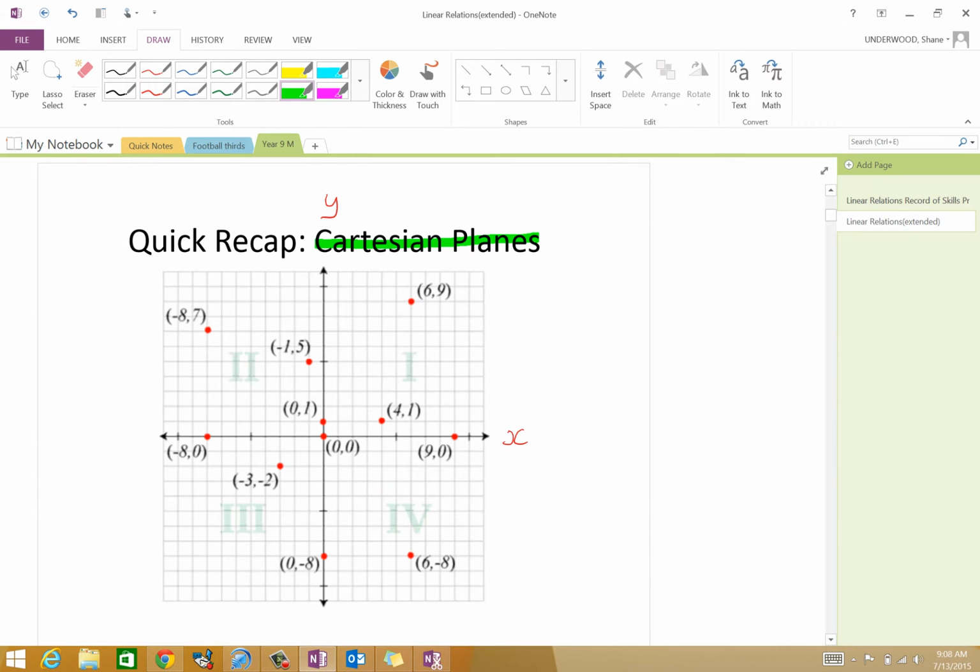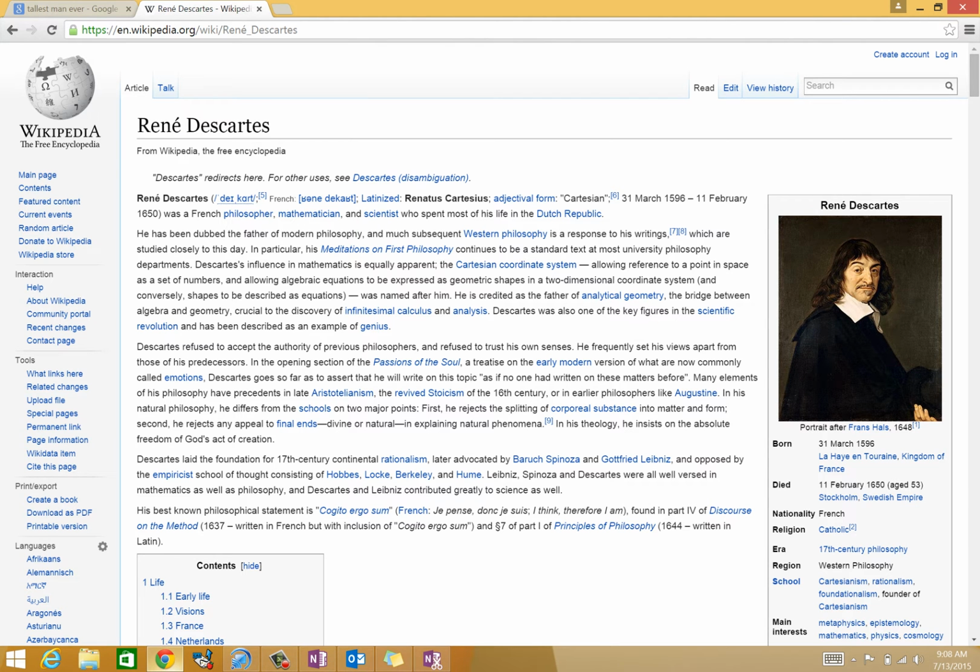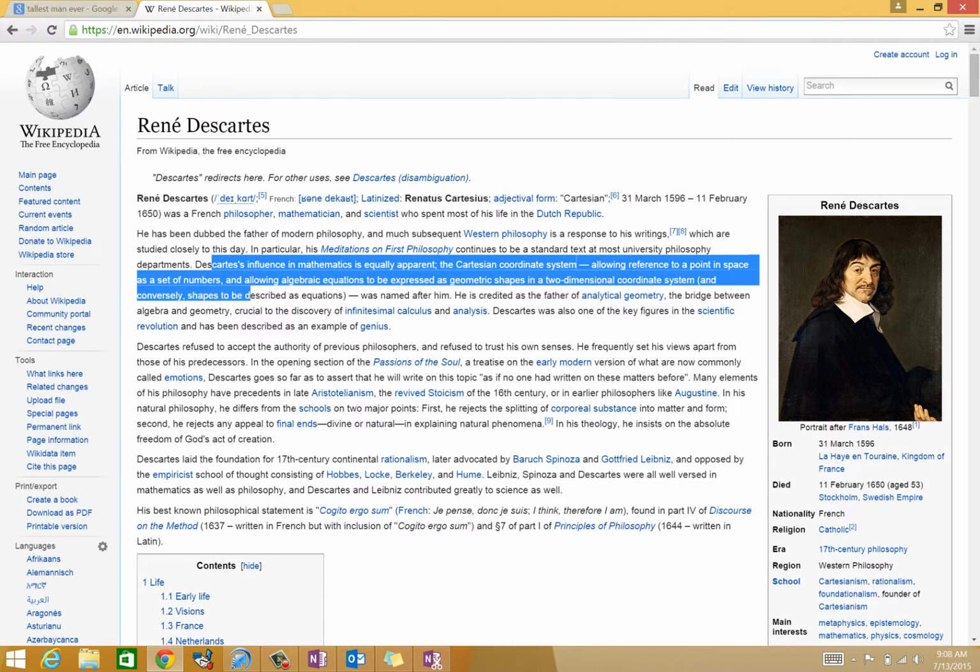René Descartes, and I'm going to show you René Descartes. And it says that René Descartes was a French philosopher, mathematician and scientist who spent most of his life in the Dutch Republic. So he was Dutch. He was not French. And he actually came up with this coordinate system. He did a lot of what we call analytical geometry. And it says here that Descartes' influence in mathematics is equally apparent: the Cartesian coordinate system, allowing reference for a point in space. He had done a lot in the field of mathematics.